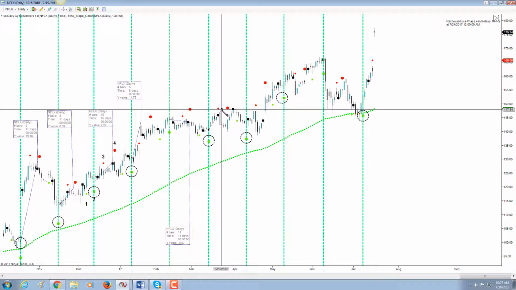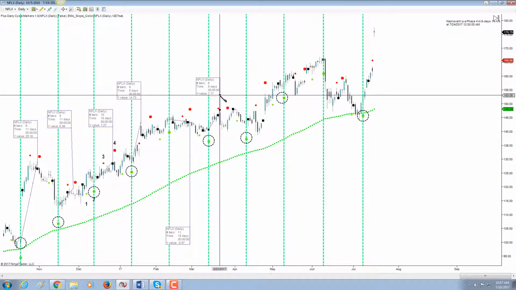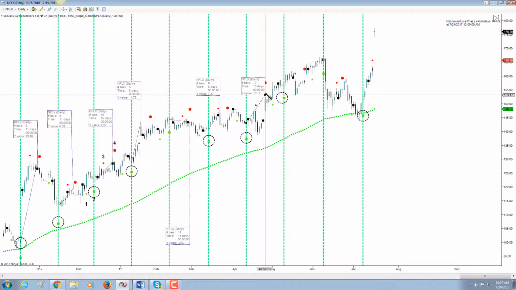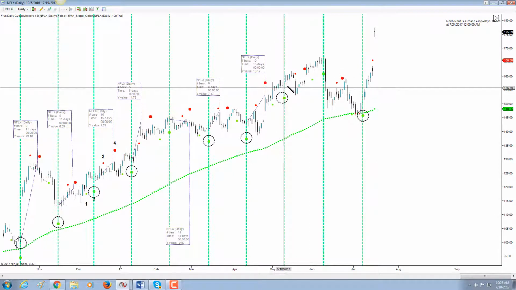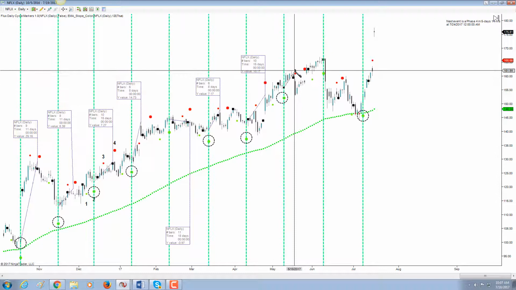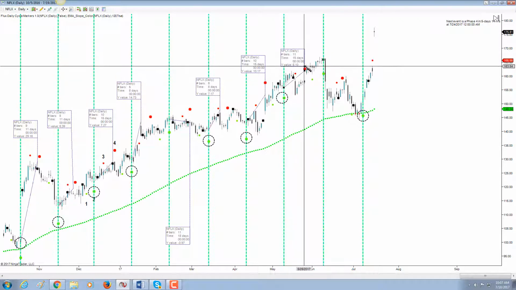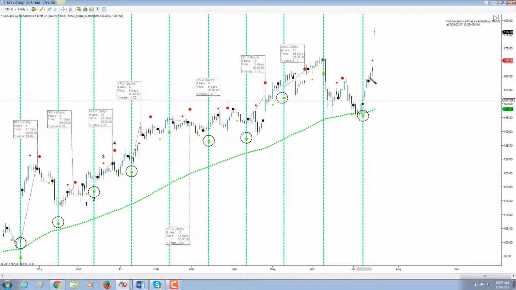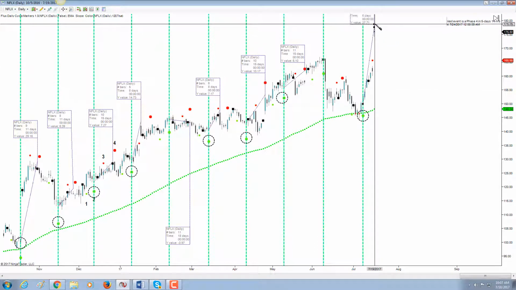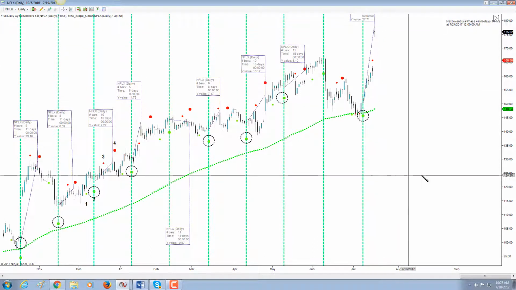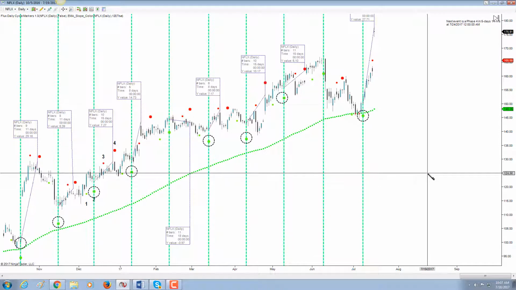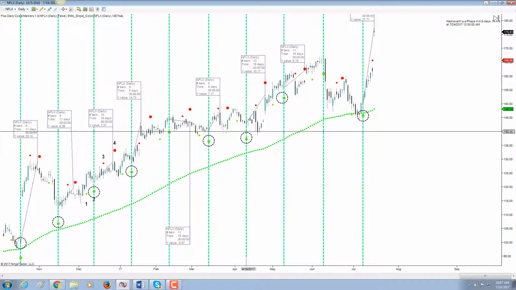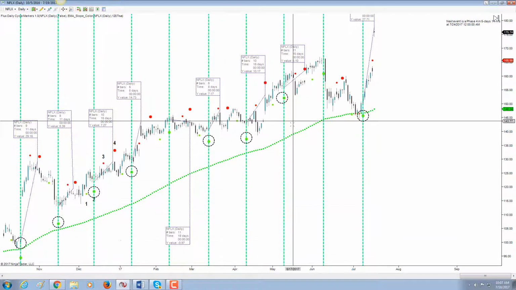From here to there, it went $7. From here to here, it went 10. Here to here, it had gone 6. And then, as of right now, it has gone 27. Okay, so we'll talk a little bit about this guy in a second, but one of the things I want you to notice with Netflix is the following.